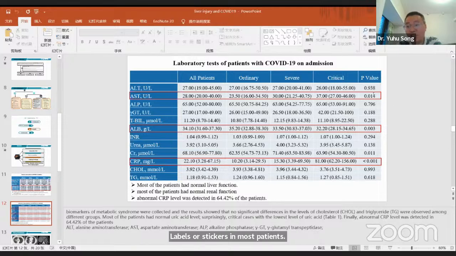We also check the different groups. We can see AST in the different groups. In critical cases, increased AST was observed. Albumin decreased significantly in critical cases. CRP increased significantly in critical cases.